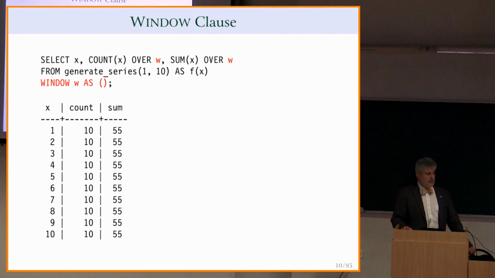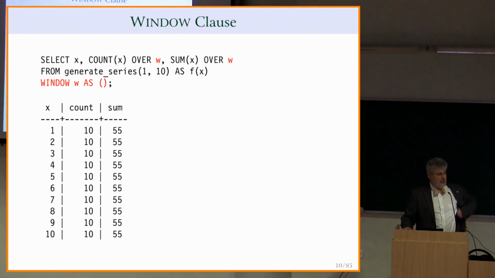You also have the ability to name your window clause. So the parentheses that I used before, what I effectively did was I used a special clause called window, and I labeled that clause W, and now I can say over W and over W here, and effectively it's going to reference my window clause. So if you have cases where you don't want to repeat things, you can use a window clause there.